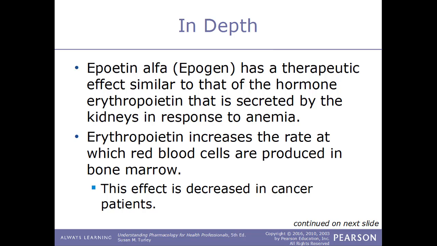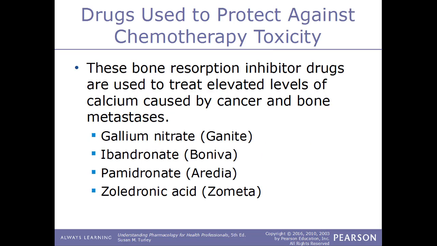Now, the drug Epogen has a therapeutic effect similar to that of the naturally occurring hormone erythropoietin, or EPO, that is secreted by the kidneys in response to anemia. Erythropoietin increases the rate at which red blood cells are produced in the bone marrow, and this effect will be decreased in cancer patients.